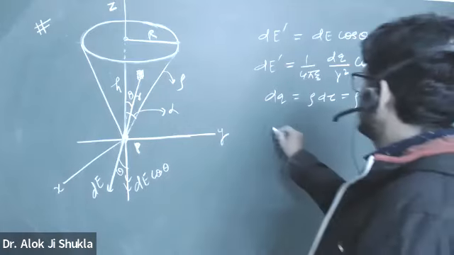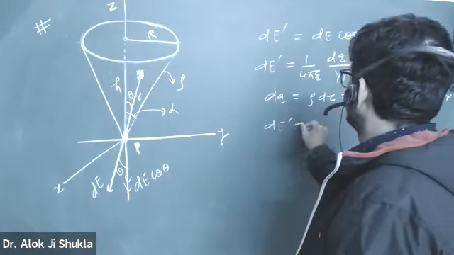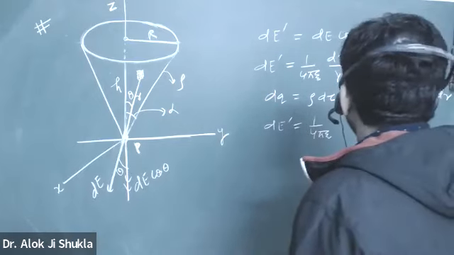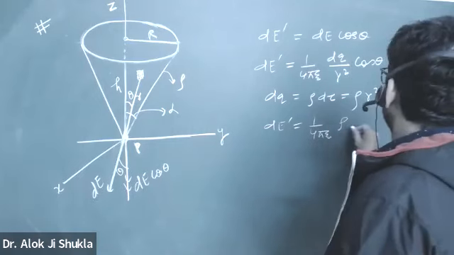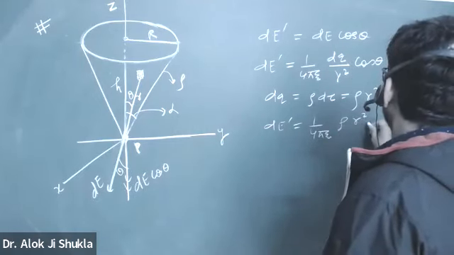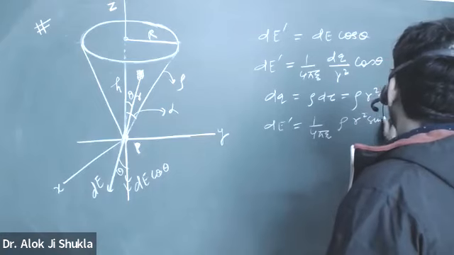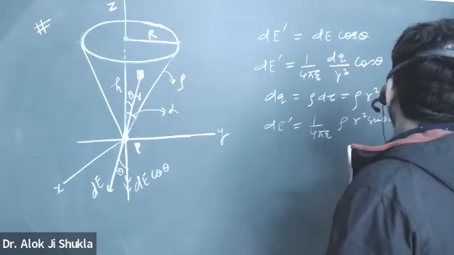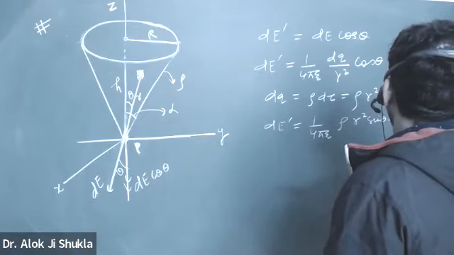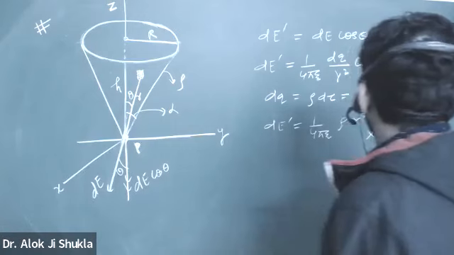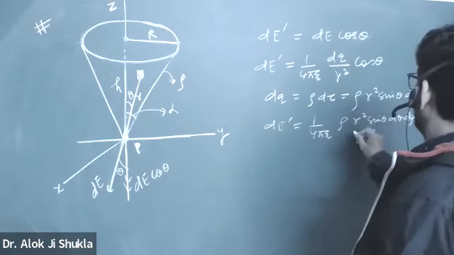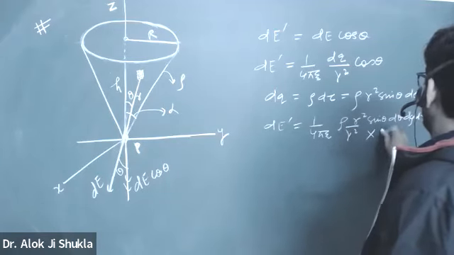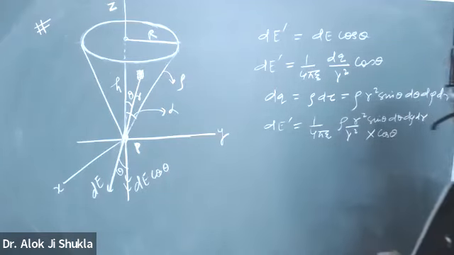So dE dash कितना हो जाएगा? 1 by 4 pi epsilon naught rho r square sin theta d theta d phi dr into, बोलो भाई, by r square into cos theta. सही लिखा है?